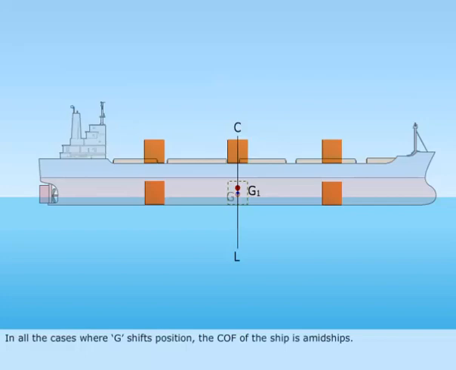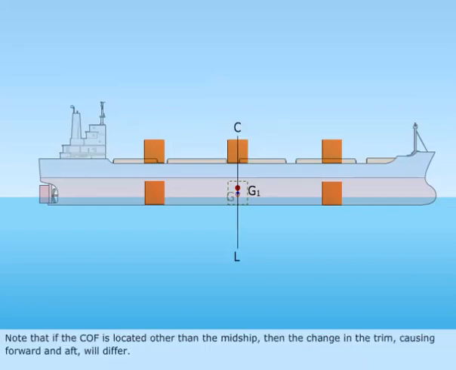In all the cases where G shifts position, the COF of the ship is amidships. Note that if the COF is located other than the midship, then the change in the trim causing forward and aft will differ.